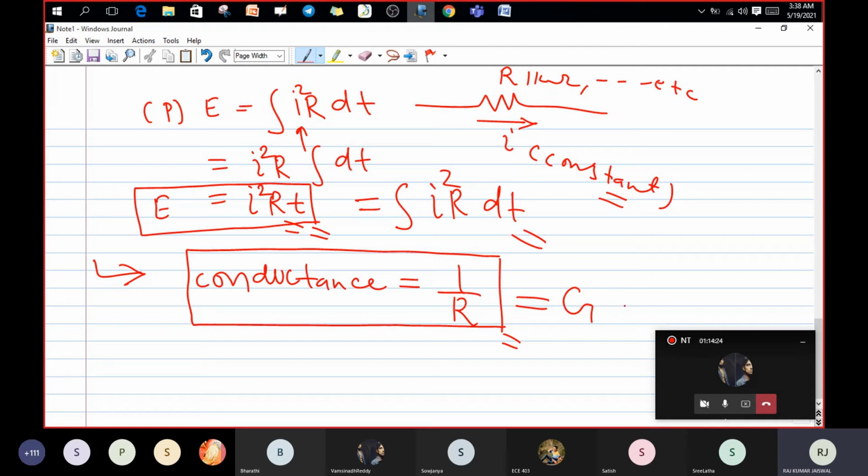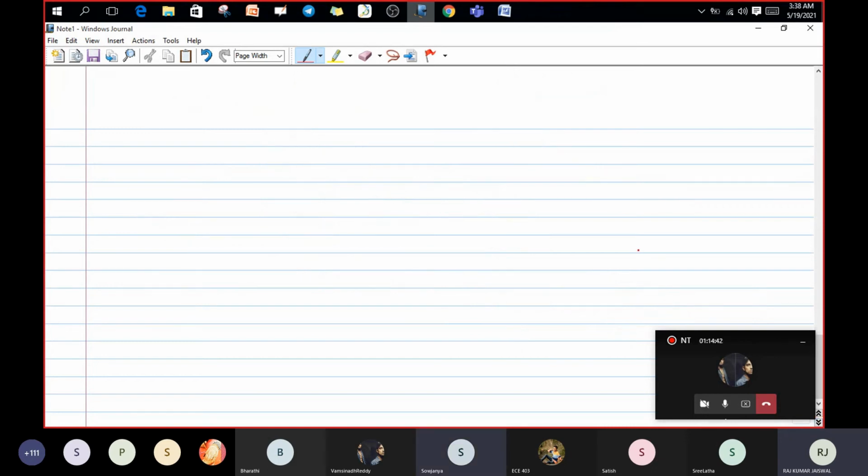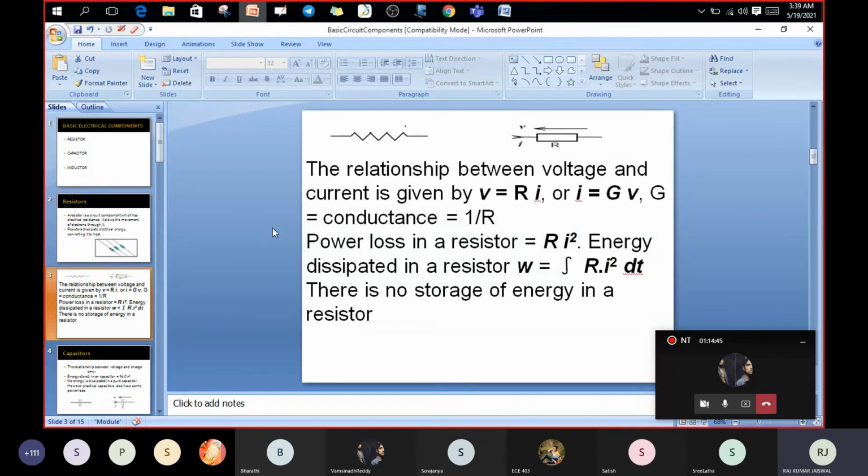Then what is the mho, or you could say Siemens also. Okay guys, this is the unit. Conductance is the opposite of resistance. Is it clear up to here? Up to resistance, is it clear? Okay, we'll go to the next point.